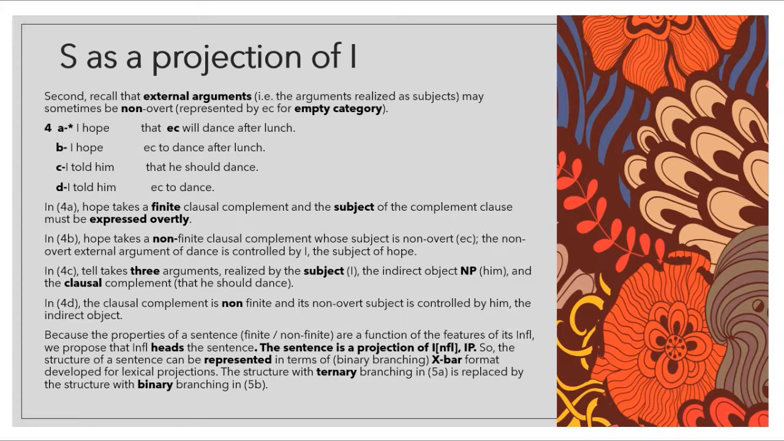C, I told him that he should dance. D, I told him to dance. Okay, in 4A, hope takes a finite clausal complement and the subject of the complement clause must be expressed overtly. وهنايا قلنا بلي non-overt ولا non-overtly expressed subjects كيكونوا مع finite and non-finite. حيتاش هنا عندنا finite عندنا will. So will is a finite case، خصها يكون عندها subject ديالها، حيتاش هنايا قلنا the subject of the complement clause must be expressed overtly.